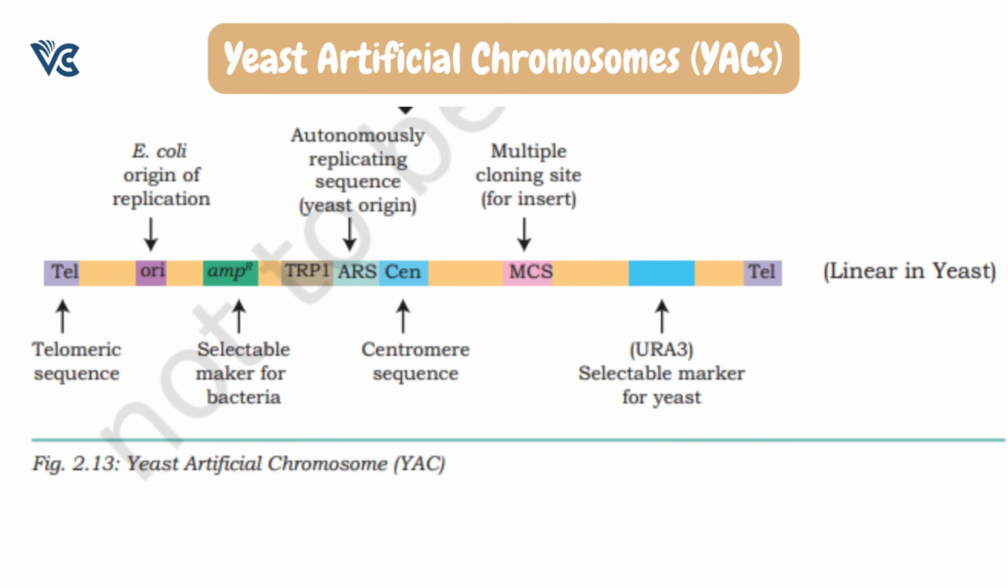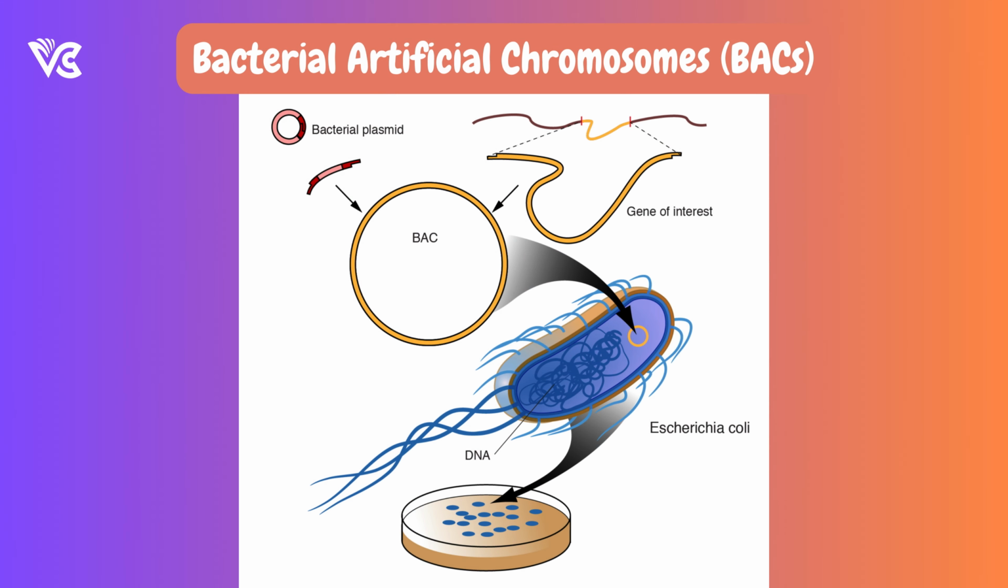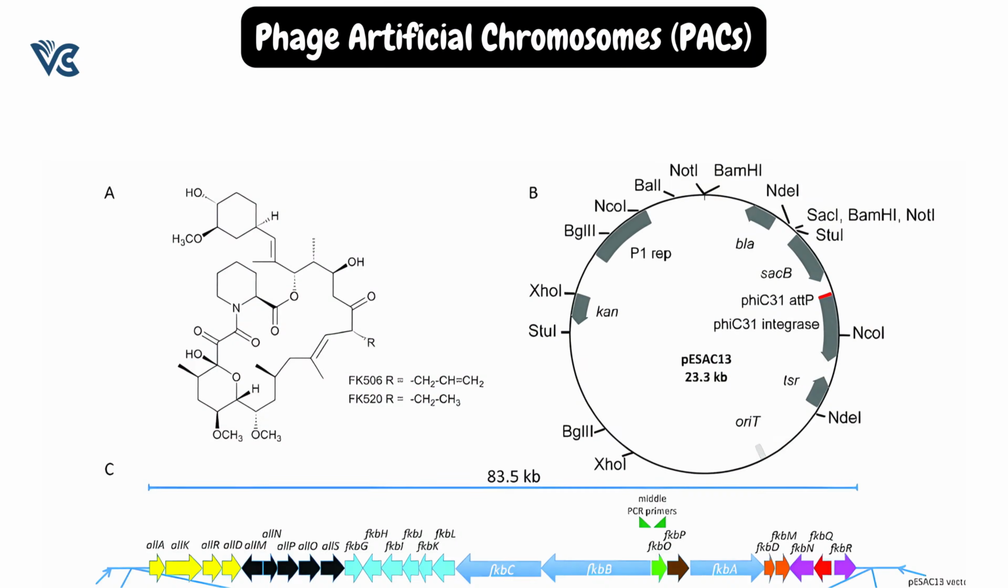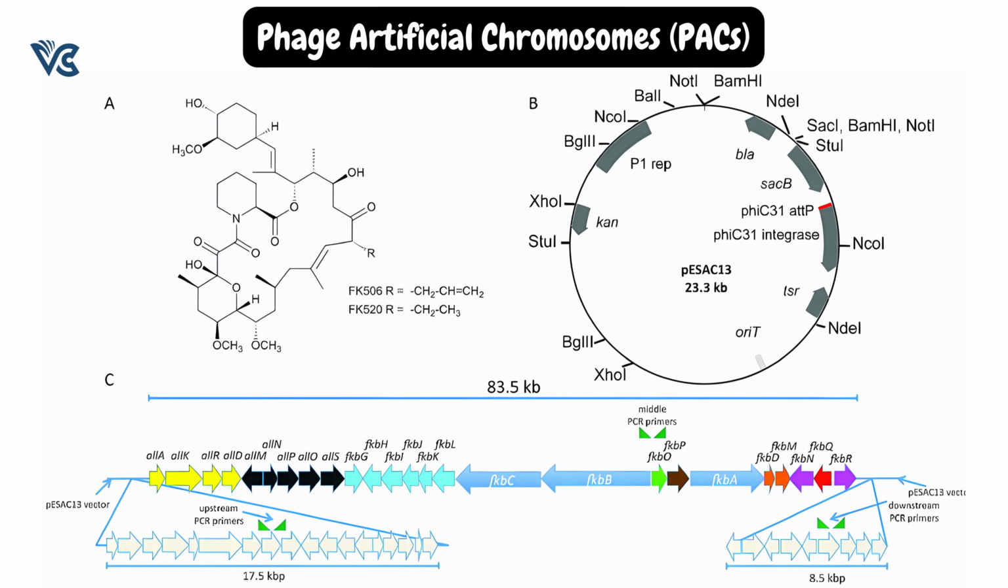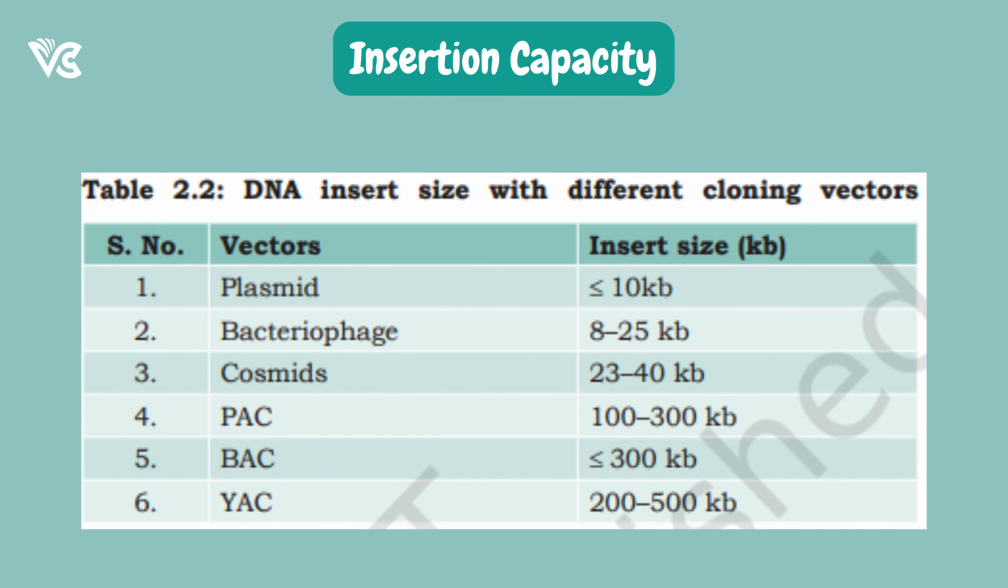Besides YACs, other high-capacity vectors include bacterial artificial chromosomes, BACs, and phage artificial chromosomes, PACs, derived from bacterial plasmids and phage, respectively. These vectors vary in their capacity to carry DNA inserts, with plasmids handling up to 10 kb, bacteriophages up to 25 kb, cosmids up to 40 kb, PACs up to 300 kb, BACs up to 300 kb, and YACs accommodating the largest inserts of 200-500 kb.